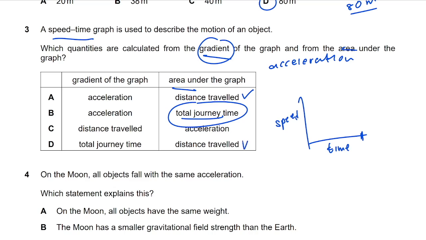The acceleration, if it's more steep, that means it's accelerating more. So by looking at the gradient, we can determine the acceleration. So the answer would be the gradient shows the acceleration, and the area under the graph shows the distance traveled. So the answer would be A.